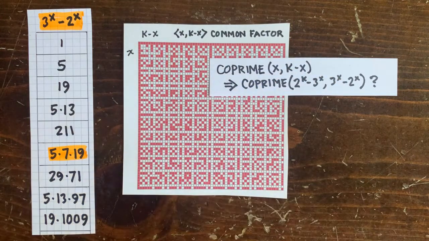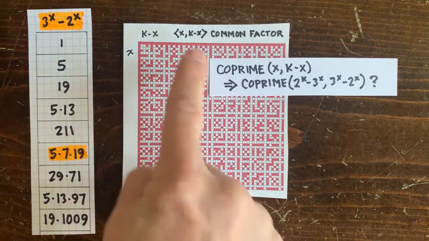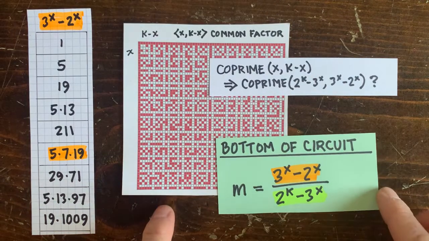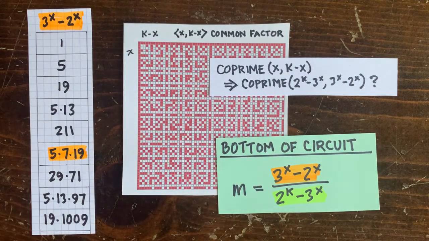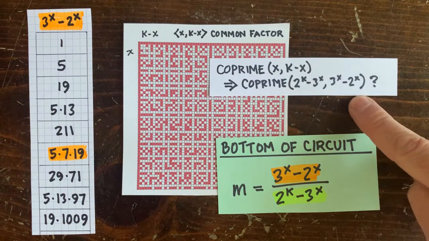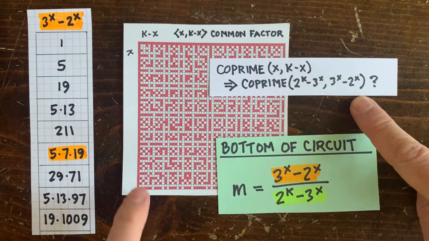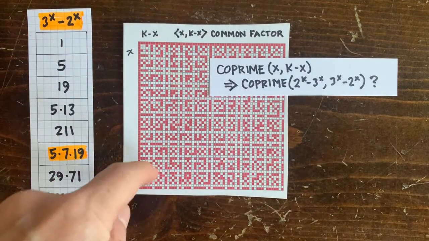Now that leaves the white squares here, which is about 60% of the squares, where x and k minus x are co-prime. Now if you look at all these white squares over here, 2 to the k minus 3x and 3 to the x minus 2 to the x, the numerator and the denominator are also co-prime, share no factors in common. And so if we could prove this implication, then we could show that all the white squares also have no integer circuit loops.